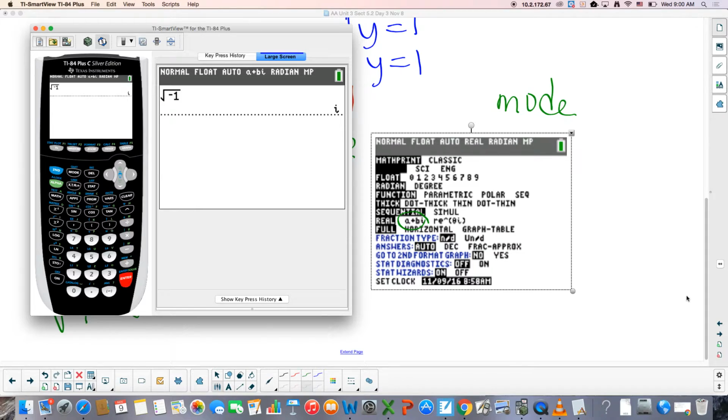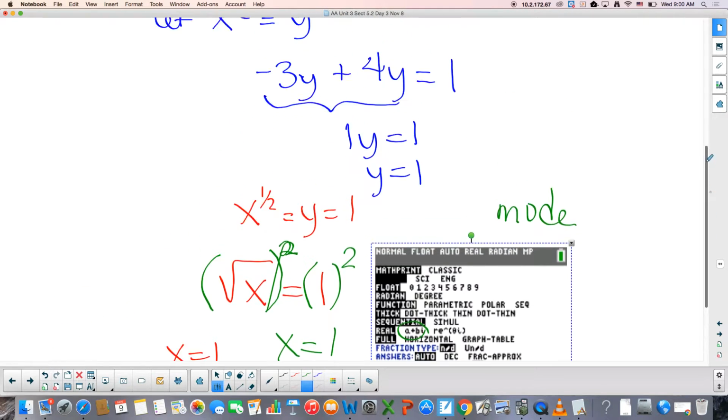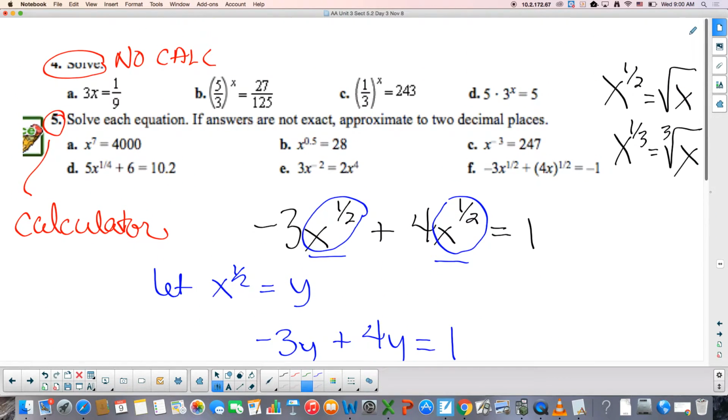Okay, so what other ones here? Other ones I think should be okay. We always isolate our x. I want this guy all by itself, so I'm going to subtract 6 from both sides. These are calculator problems. It says, solve each equation. If answers are not exact, approximate to 2 decimal places. So this is x to the 1/2.